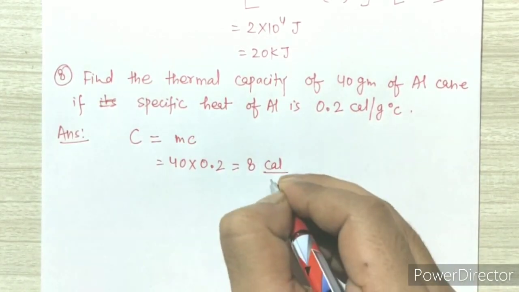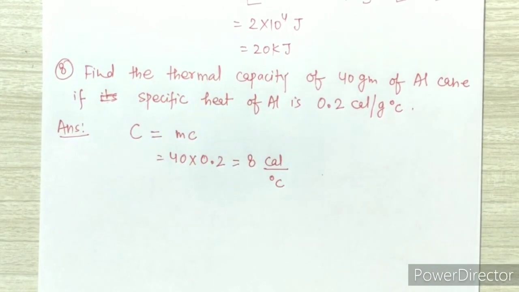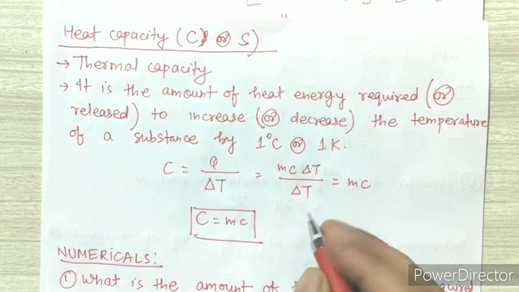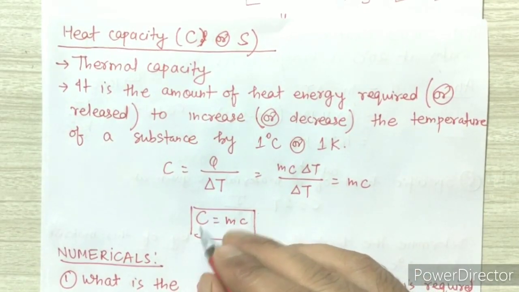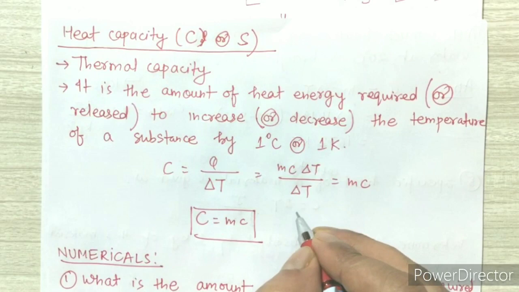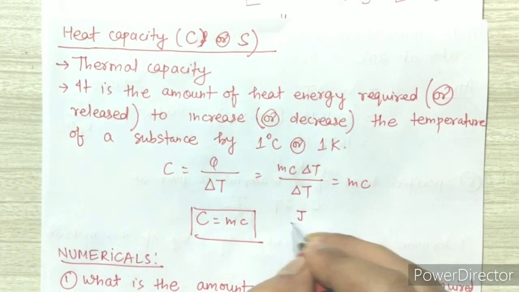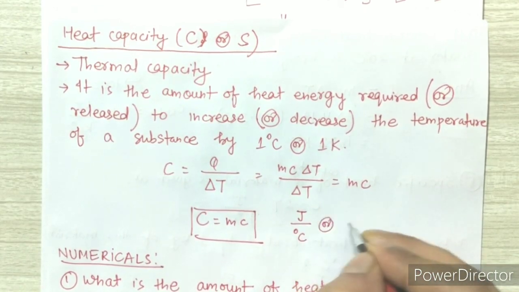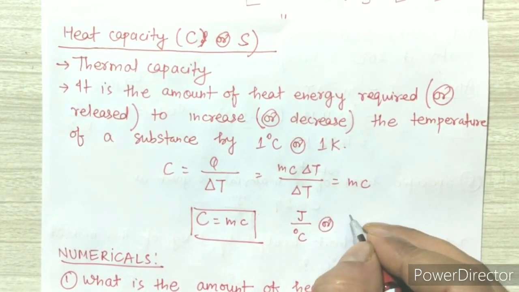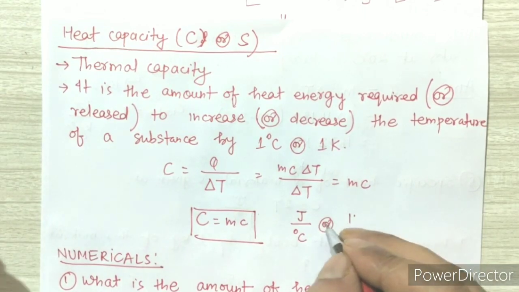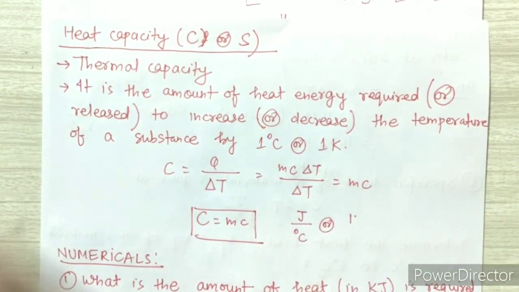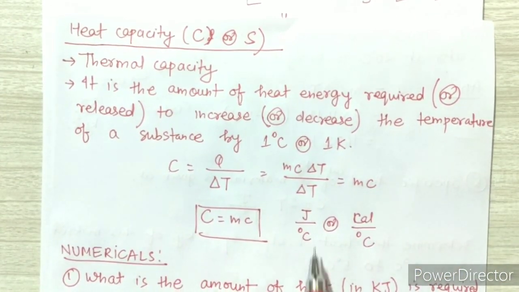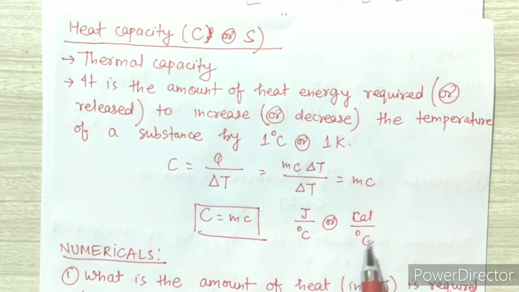calorie per degree Celsius. As I discussed earlier with you in the topic heat capacity, one thing to mention here is the unit of C. Unit of C will be joule per degree Celsius, or if we measure in calorie, it will become calorie per degree Celsius, or in place of degree Celsius we can also take Kelvin. Clear?